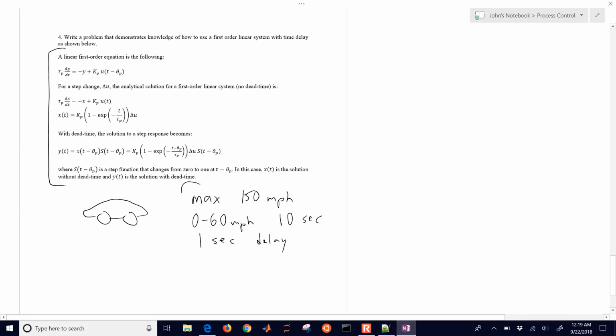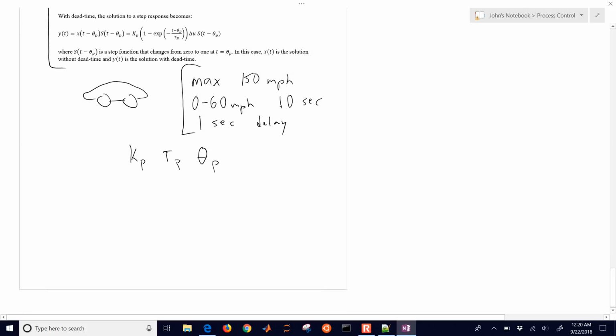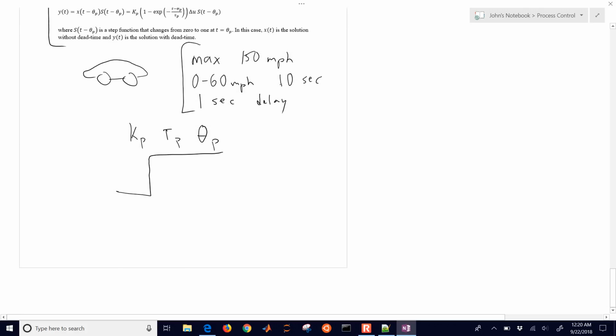So we want to use this information right here to come up with our Kp, our tau p, and our theta p for our first order model. Max speed probably means that you have the accelerator pressed down to 100%, and then you're going to go up to 150 miles per hour, starting from 0. There's about a 1 second delay in that, so that's going to be equal to our theta p. Theta p is going to be 1 second.